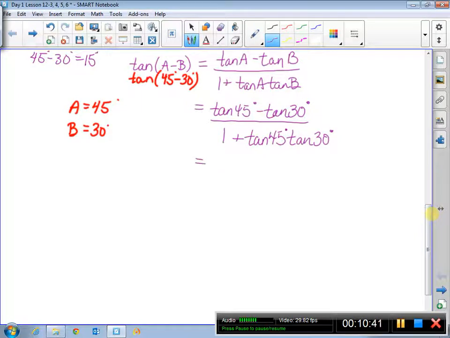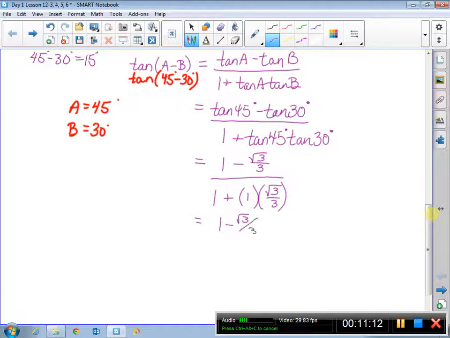So these are all values from the chart again. Tangent of 45 is 1. Tangent of 30, we have the square root of 3 over 3. And those values are repeated down here, but as a product: tangent of 45 and tangent of 30. So this gives us, I'll do the product, 1 minus the square root of 3 over 3, over 1 plus the square root of 3 over 3.